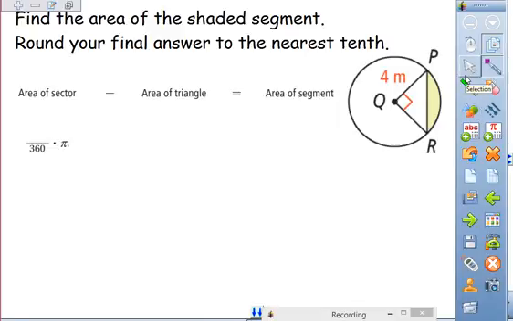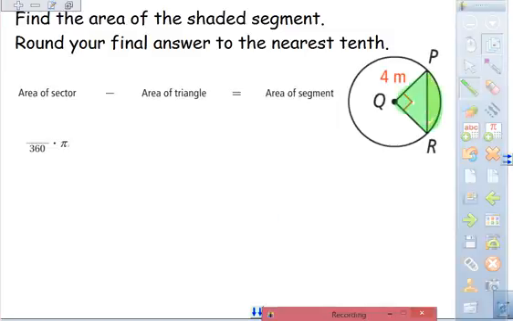So let's try one. We need to find the area of the sector. So this will find everything that's green. So we have 90 out of 360 degrees times pi times 4 squared, which simplifies to 4 pi.